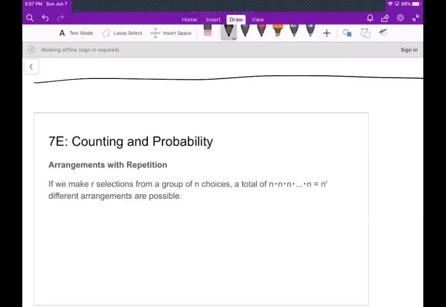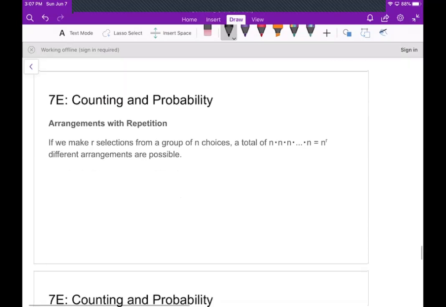Okay, guys, welcome. Today we're going to talk about counting and probability. Now, the first type of counting that we're going to talk about is when you have arrangements with repetition.